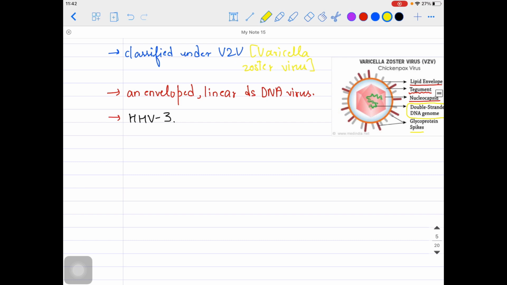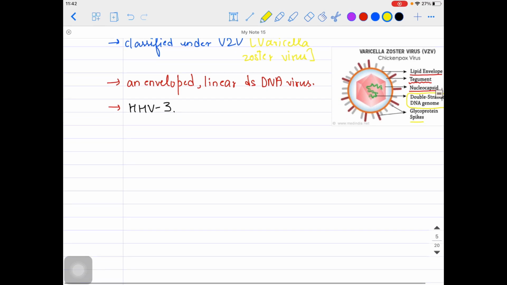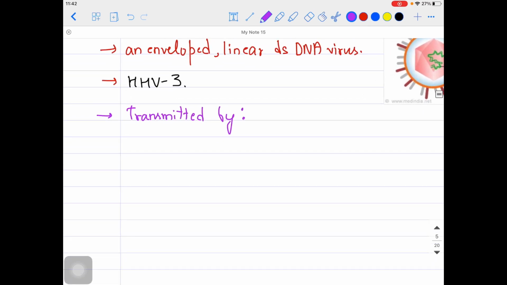Now if you talk about the transmission of this virus, it can be easily transmitted through respiratory secretions. If somebody has this virus and coughs, sneezes or talks to someone, they can easily transmit it to another person. The other thing is if the person comes in direct contact with skin lesions.